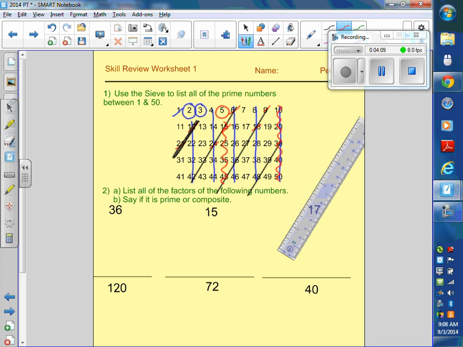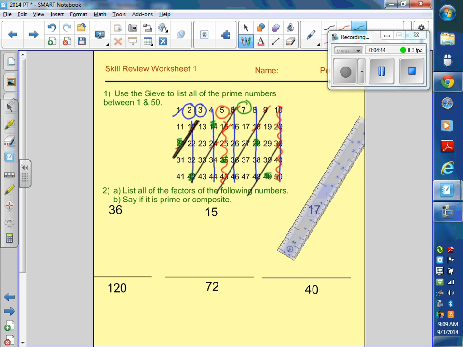Owen, sorry, what's the next prime number? 7. Can you count by 7s, Owen? 14's gone. Keep going. Gone. Right. Perfect. Good. And the last one would be the only one that wasn't crossed out. So it's good we went all the way to the end.